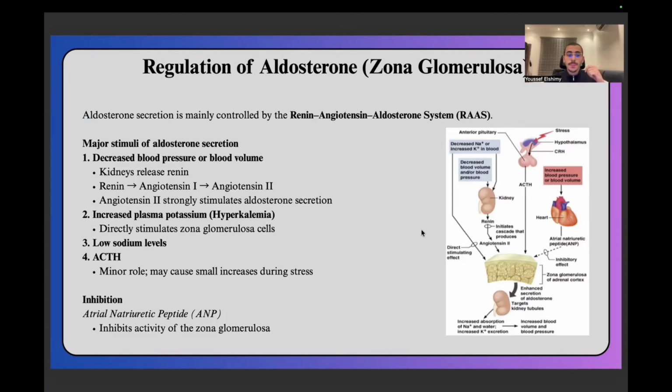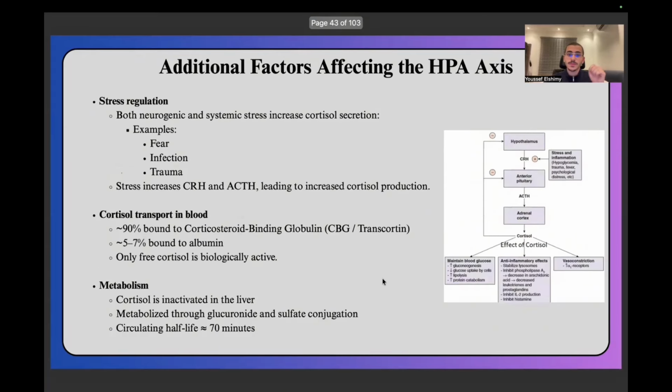What about inhibition? We have the atrial natriuretic peptide, or ANP. Whenever there is high pressure or high volume in the atria, or stretch of the atria, this leads to the production of ANP. ANP inhibits the production of aldosterone because we already have enough blood pressure and blood volume. There's no need to reabsorb more salt and more fluid. So ANP inhibits the activity of the zona glomerulosa and inhibits the secretion of aldosterone.